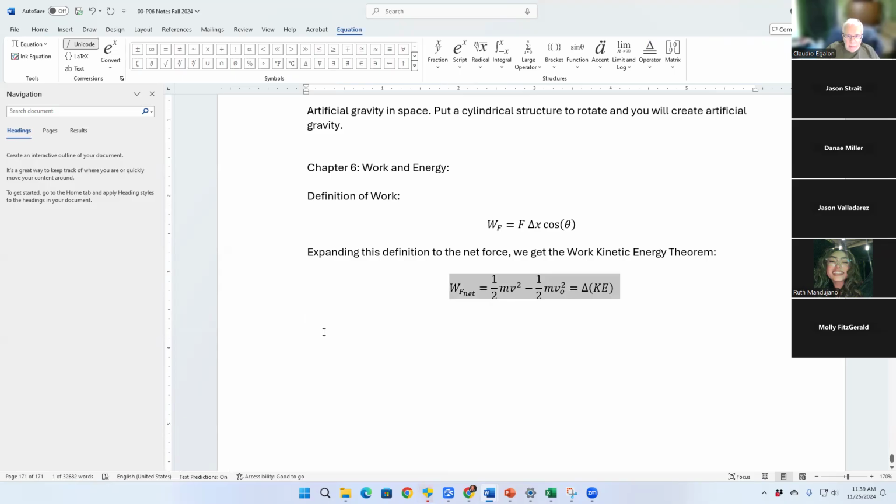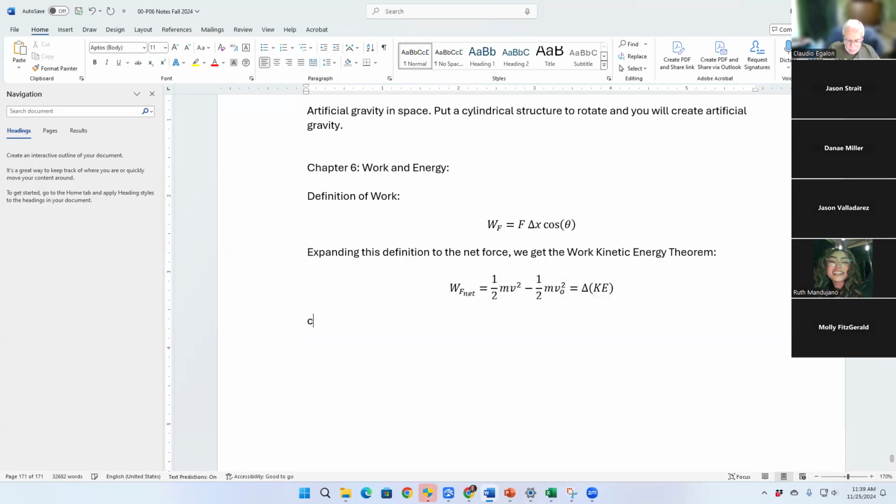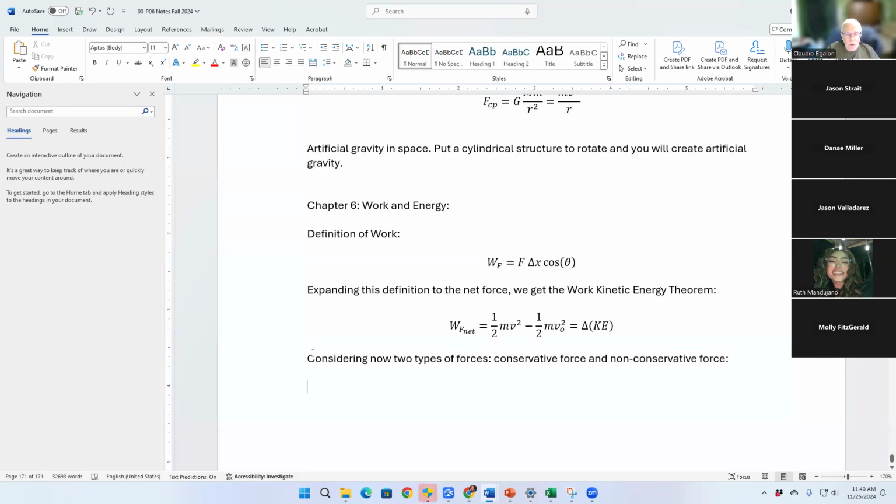And this thing can be written in another way, considering now two types of forces, conservative force and non-conservative force. We have the work done by the net force is the work done by the conservative plus the work done by the non-conservative, which is going to be equal to the difference in kinetic energy.